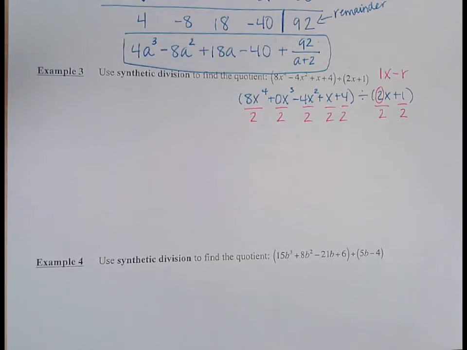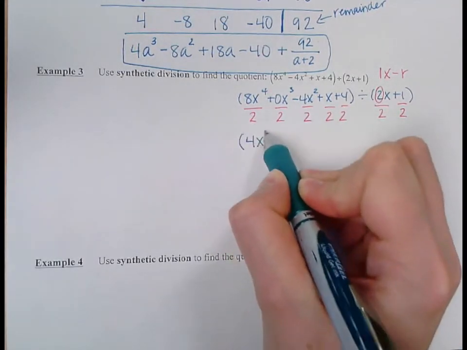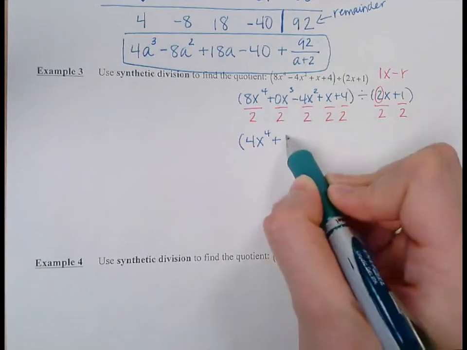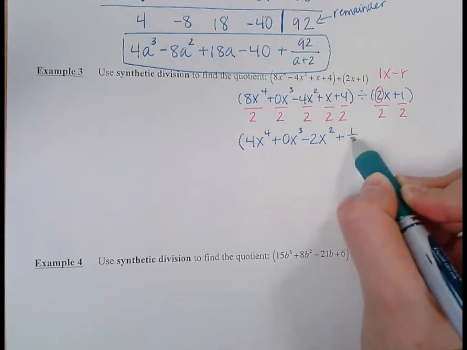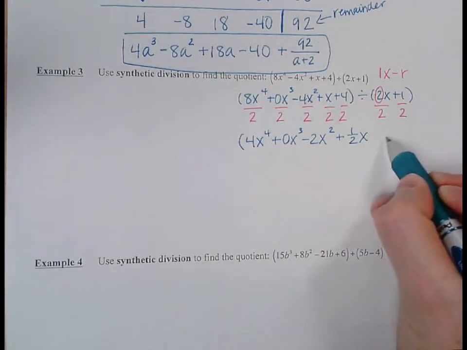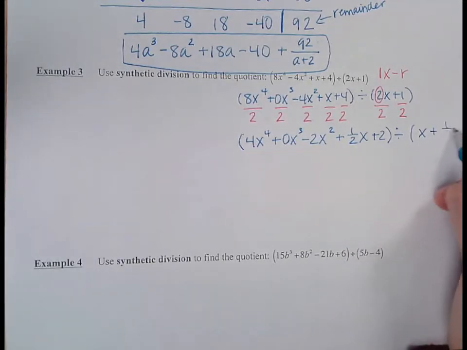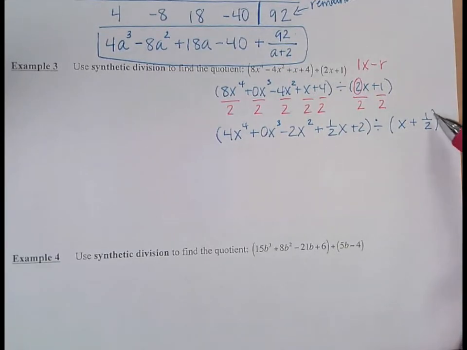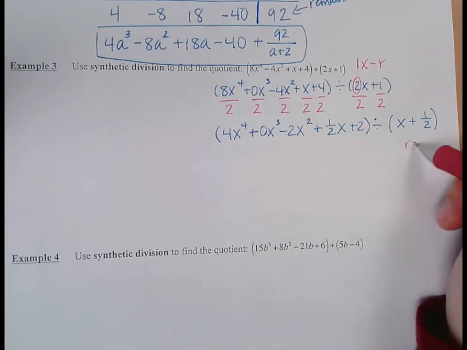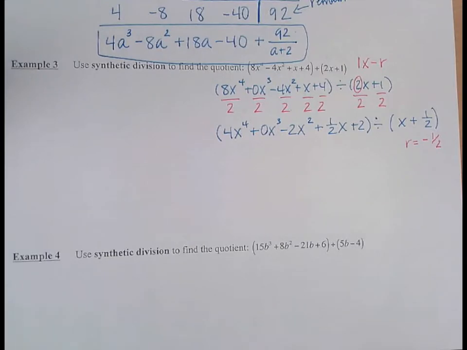Don't round any decimals. So when I rewrite this, I'm going to have 4x to the fourth plus, I'm still going to have 0x cubed minus 2x squared plus 1/2 x, or if you put 0.5x, that's fine, plus 2. And then that's divided by x plus 1/2. So now my divisor is in the correct form, and what is the r value? -1/2, or if you had -0.5, that's fine.